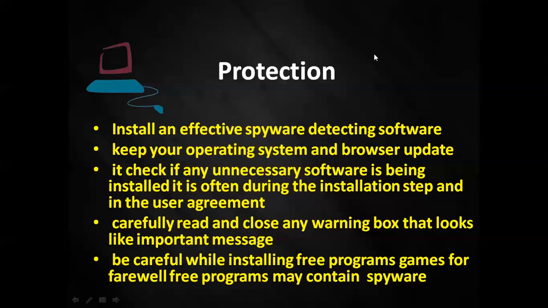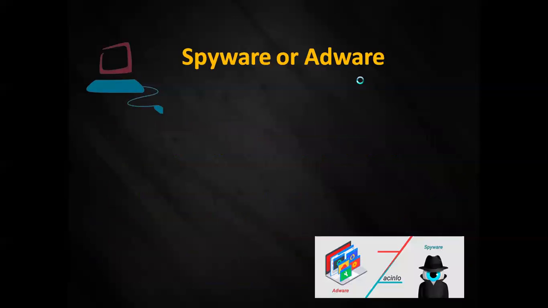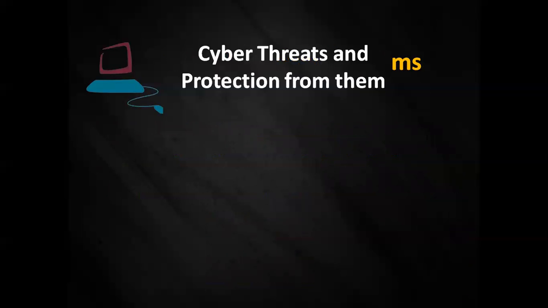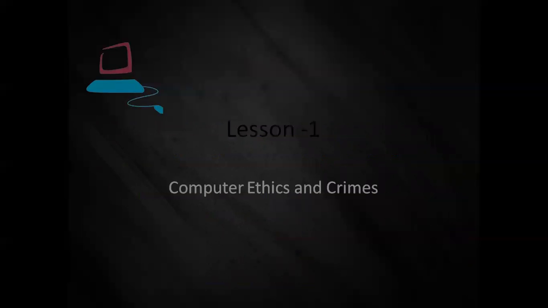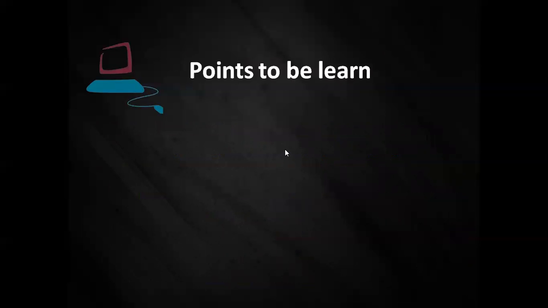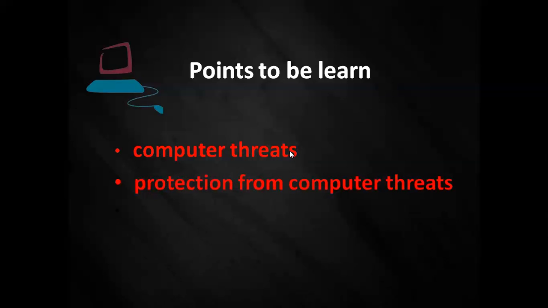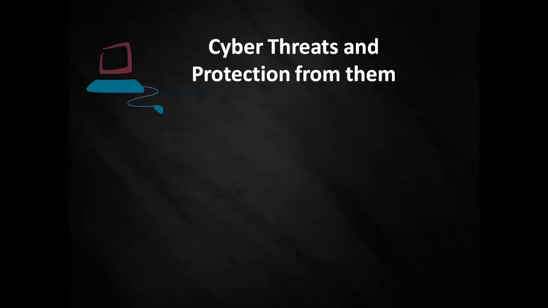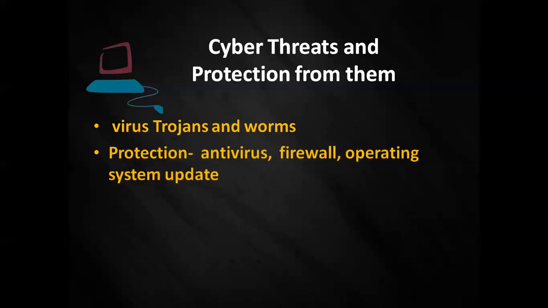Now, till now we have learned what ethics is, the points which we have covered. Let's do a small revision and feedback. We have started lesson number 1, that is computer ethics, and the three major points we are going to learn are computer threats, ethics and protection from the computer threats. So we have learned virus and trojan and protection against that, antivirus, firewall, operating system update. Also, just now we have learned spyware or adware and protection against this. So we have covered this small part.